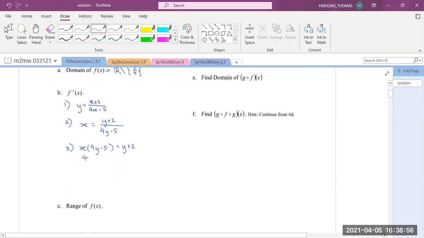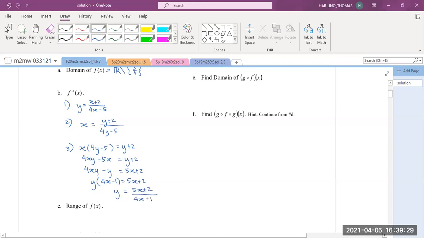So 4xy minus 5x equals y plus 2. 4xy minus y equals 5x plus 2. Factor the y. So the y is equal to (5x plus 2) over (4x minus 1).